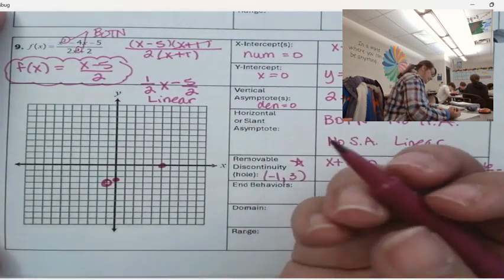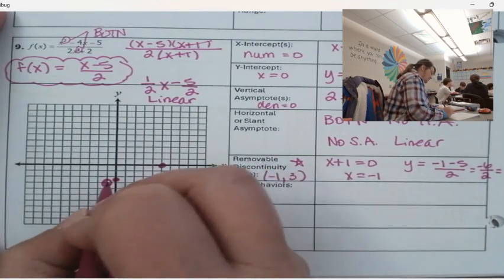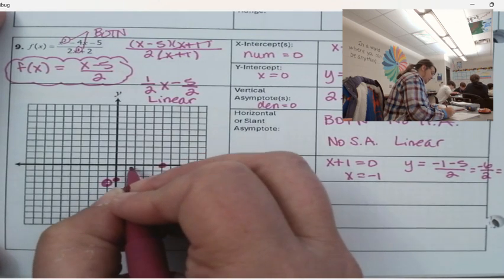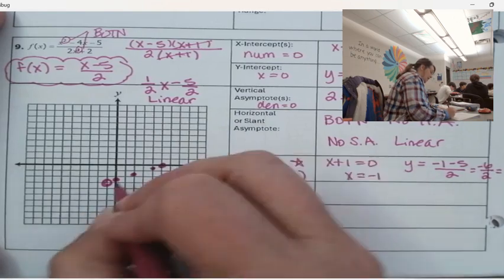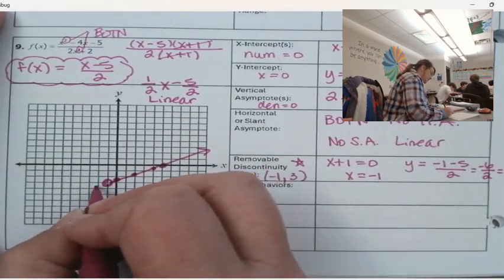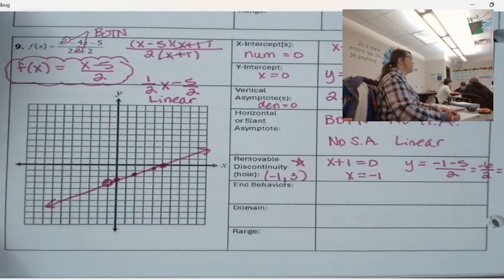Slope, okay? So I need to go from my y-intercept, if I needed to, and go up 1, which means I'm going to go up to another half, and then over 2. And then up 1, and then over 2. And I can kind of see my line that's being formed here. It's a line with a hole. We knew that was going to happen.